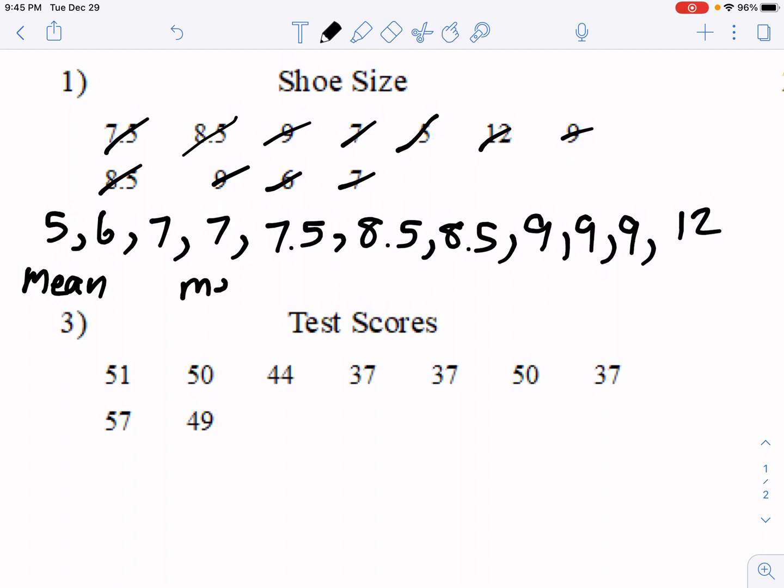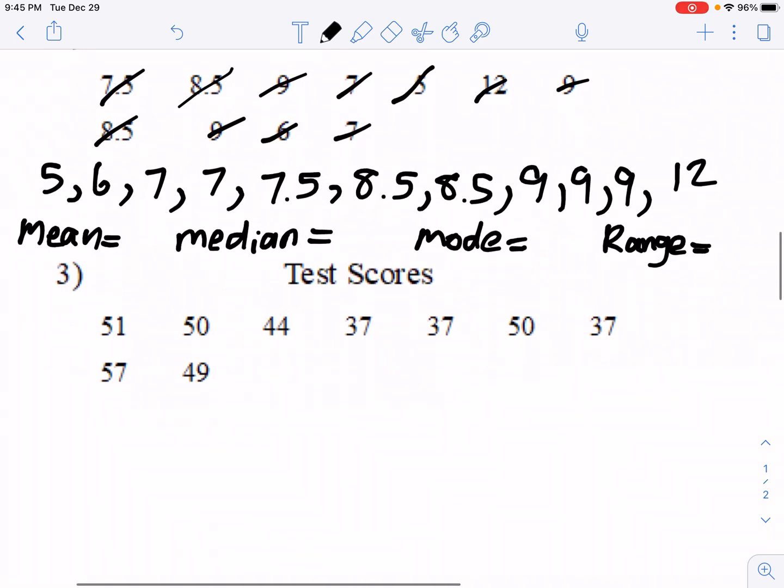Now, let's find the mean, median, mode, and the range. And it might actually be easier to do mean, mode, and range first, okay? Since we have it like this, this just helps us out with being able to find these values.